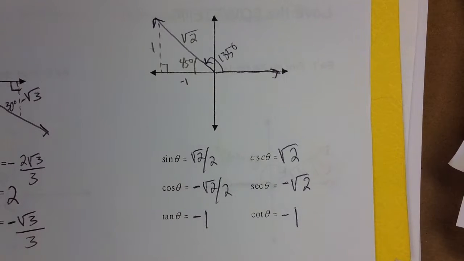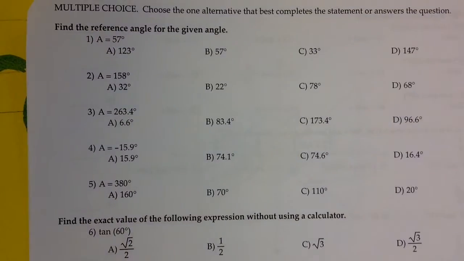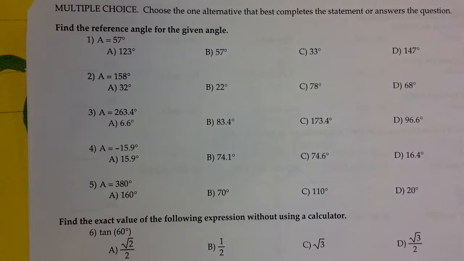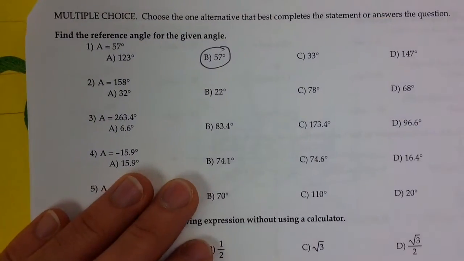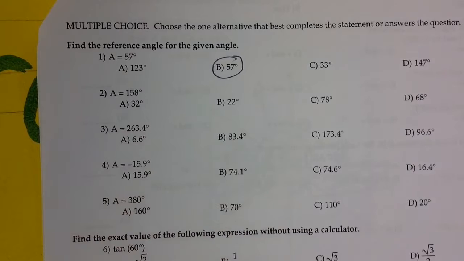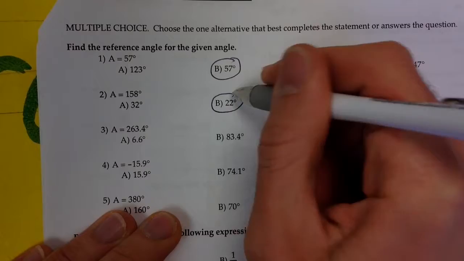Okay. We good? Moving on. Celine, reference angle for 57 degrees. 57 degrees. If it's in the first quadrant, no need to compute anything. Terry, reference angle for 158 degrees. 22 degrees. Yep. 180 minus 158.